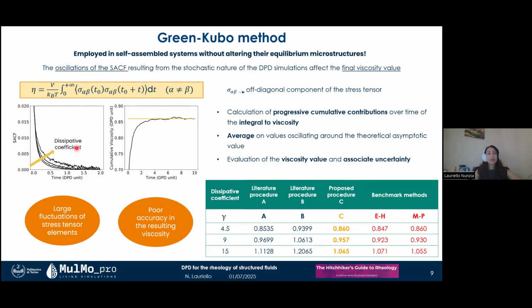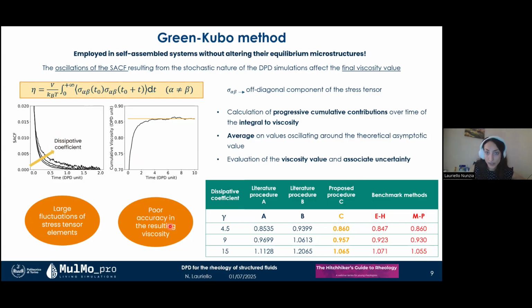The stress autocorrelation function is a function that describes how stress tensor elements are correlated with each other over time. The behavior of the decorrelation reveals the fluid viscosity. The main drawback of this approach is linked to large fluctuations of stress tensor elements, which increase the dissipative coefficient, so moving towards high Schmidt number fluids, leading to poor accuracy in the resulting viscosity.